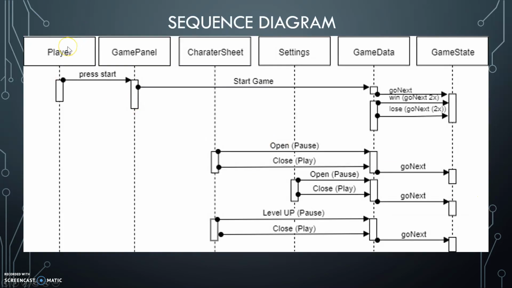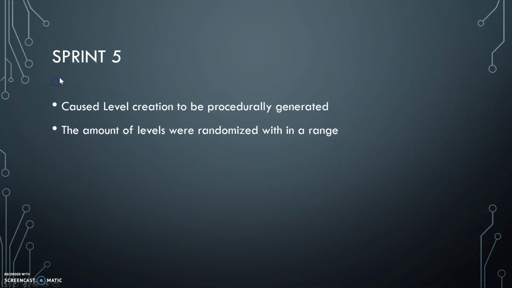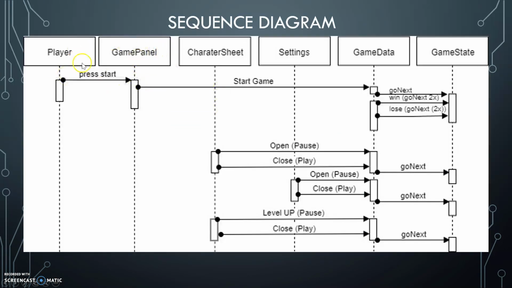Alright, so this was kind of complicated because I left out the animator because it was going to make this way more complicated. But basically, the player presses start, which accesses the game panel, and that pushes start game. That goes to the game data, which calls the go next function, and the go next makes us go to the next state. From this point, we can either win and go two states, or lose and go to another state.